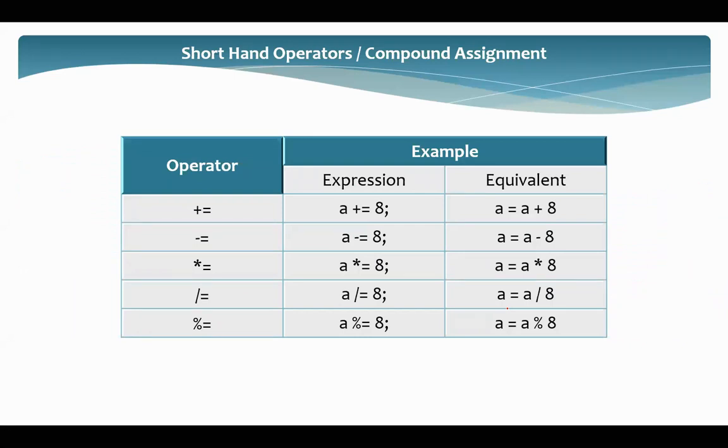Here we have an example of shorthand operators or compound assignments. If you have a single variable and you are performing an operation on it, so you have a single operand, then instead of writing a equal a plus 8, you can simply write a plus equal 8. Similarly, a minus equal 8, a multiply equal 8.